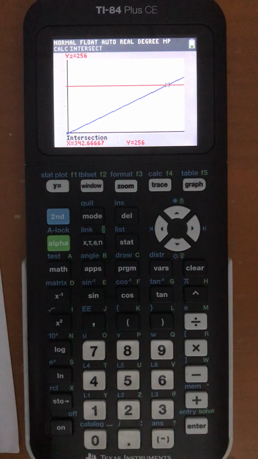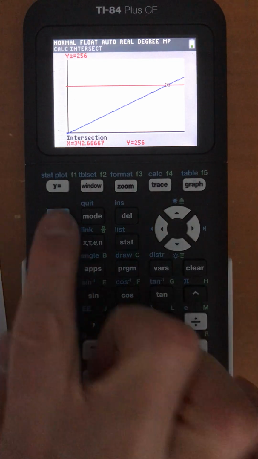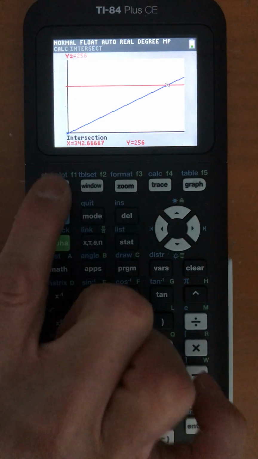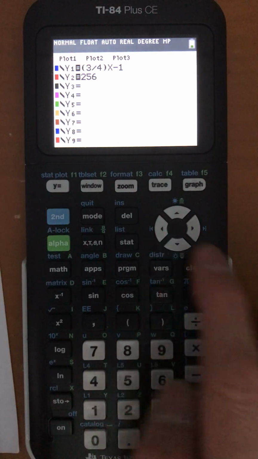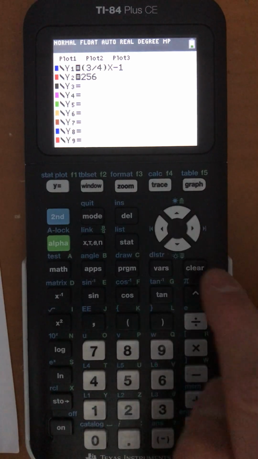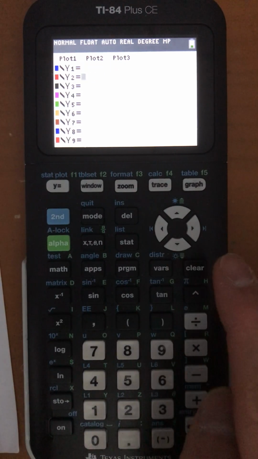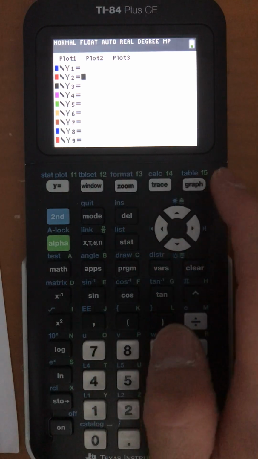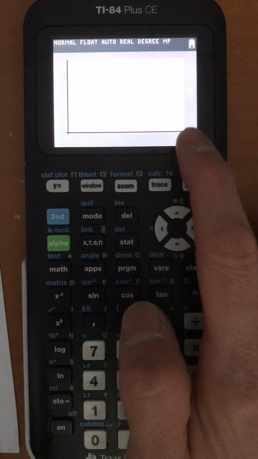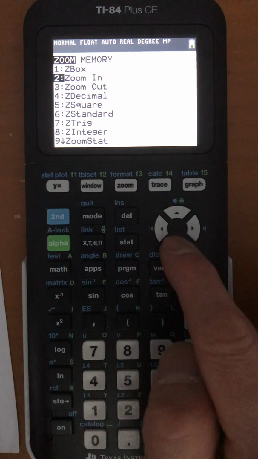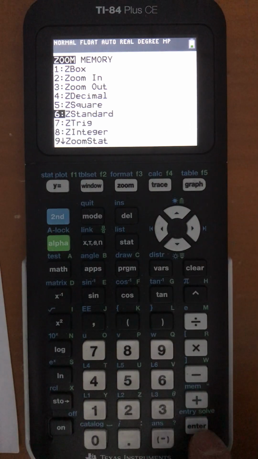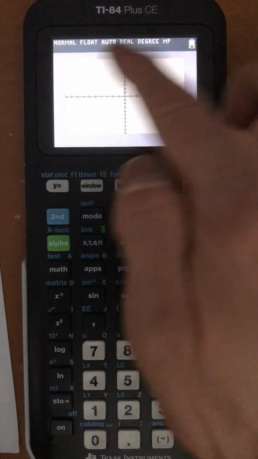Okay, next one, we're going to graph a completely new line. So let's go clear this. So go back to y equals. Let's highlight the graph and just hit clear, clear. Okay, and we need to also reset our graph screen, right? We don't want this when we graph. So go back to zoom and go to Z standard 6. Press enter, and it resets our graph.